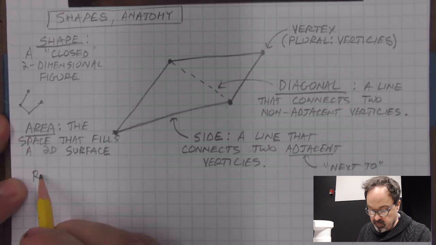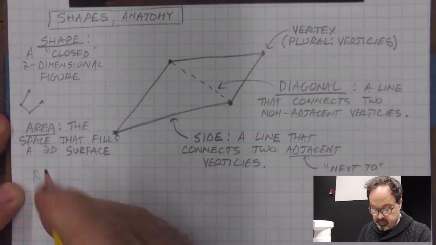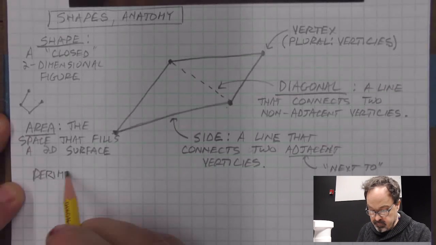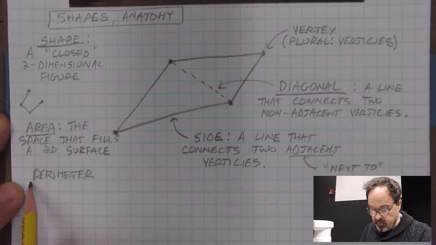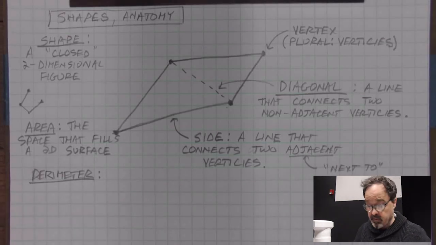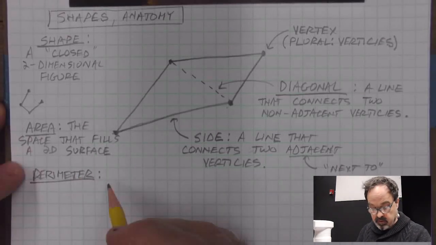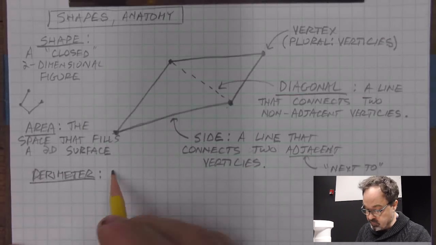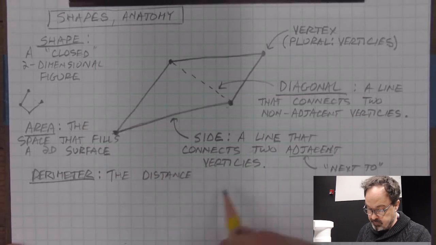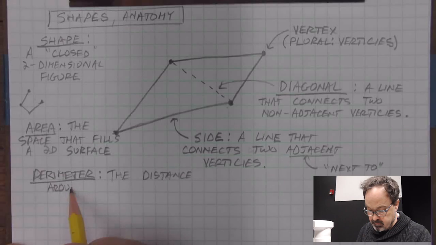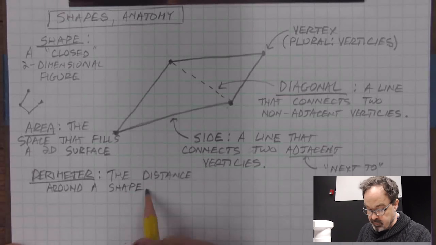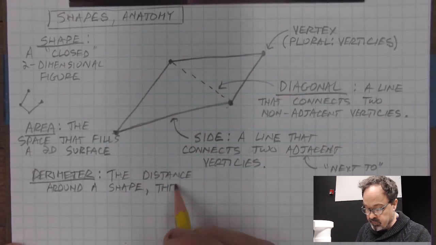And we have the concept of perimeter. Area and perimeter are measurements. They're not an anatomy of the shape, but they're often measurements that we care about when we apply our math. The perimeter is the distance around the shape. Which is the same thing as the sum of all the sides.